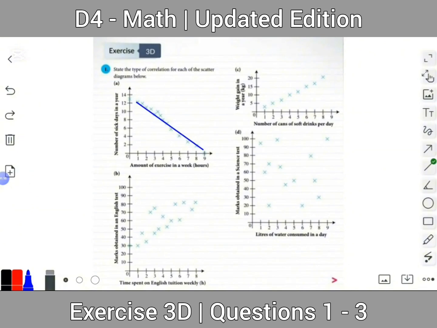Now we have to state the type of the correlation. So this shows a strong negative correlation.